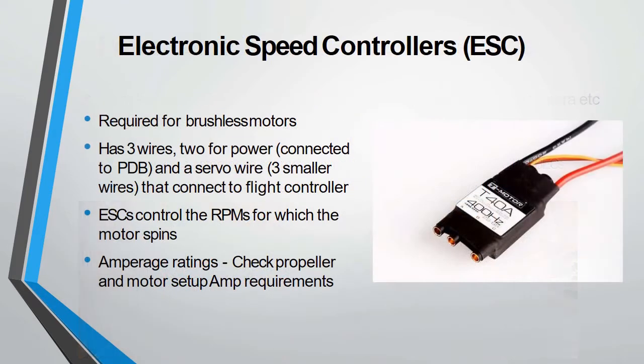Now, electronic speed controllers, what are they? This is the electronic speed controller, and it is required for brushless motors. It has 3 wires, two for power connected to the PDB, and a servo wire, 3 smaller wires that connect to the flight controller. ESCs control the RPMs at which the motor spins. Amperage ratings: check the propeller and motor setup amp requirements.